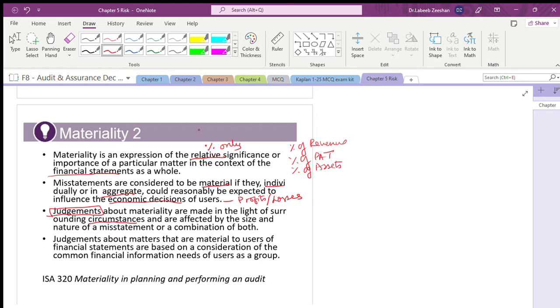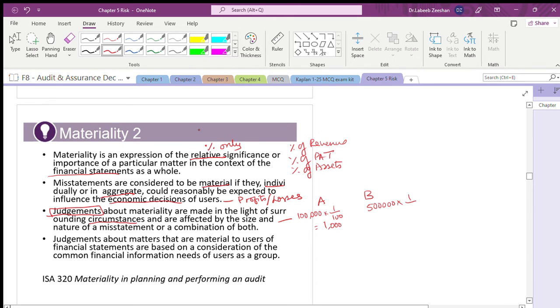Likewise, you may be working with an international agency or a bigger organization, where the revenue will be more. Take company A and company B. For A, we are saying revenue is 100,000. 1% of that comes to 1,000. Now B, assume it is 500,000. 1% of that comes to 5,000.